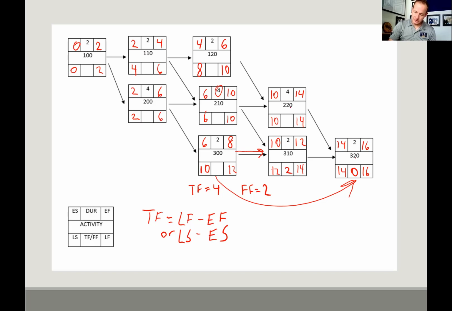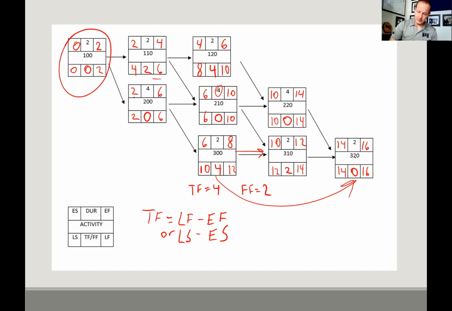14 minus 14, 0. 12 minus 8, 4. 10 minus 10 is 0. 10 minus 6 is 4. 6 minus 6 is 0. 6 minus 4 is 2. 2 minus 2 is 0. So now we have just figured out our critical path.